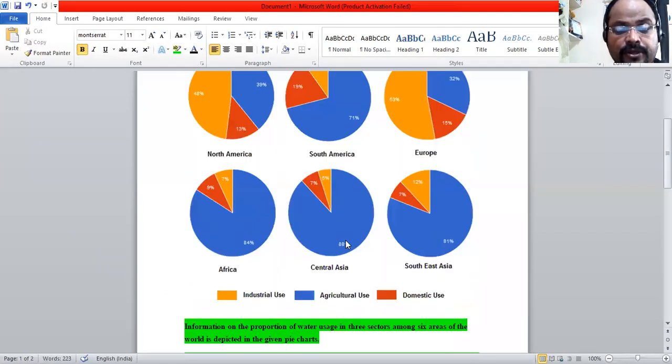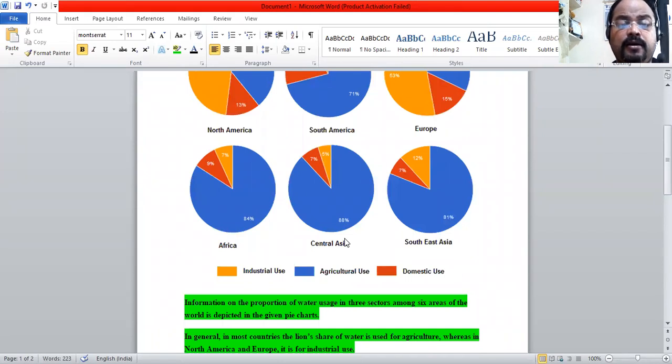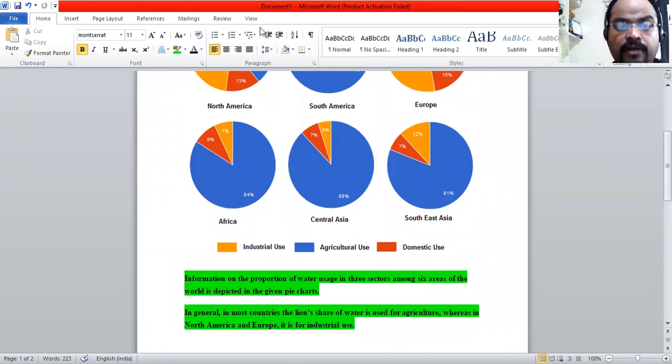Let's see the presentation here. So we have written the introduction here. The information on the proportion of water usage in three sectors among 6 areas of the world is depicted in the given pie charts. There are 6 pie charts, and each pie chart shows the water usage in each region.